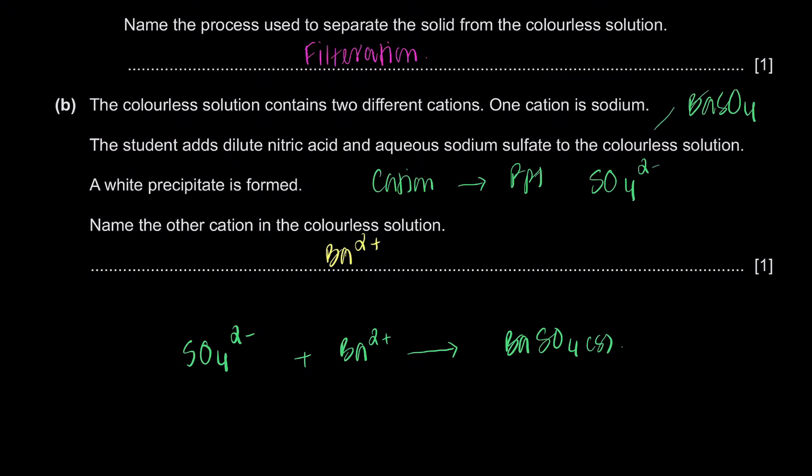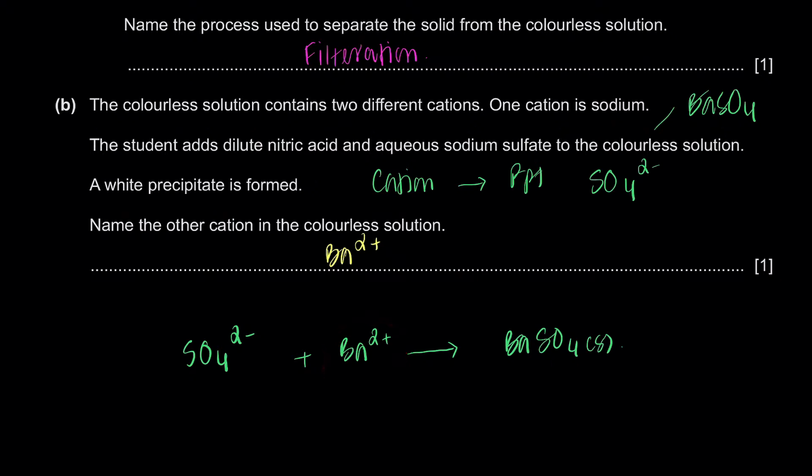Now, over here, what's happening is the reverse. You're adding sulfate ions and they're saying a precipitate is formed. A white precipitate is formed. So what forms a precipitate that you know of when you throw sulfate ion in there? Well, the only thing that comes to mind is barium. So barium must be in the solution, right?